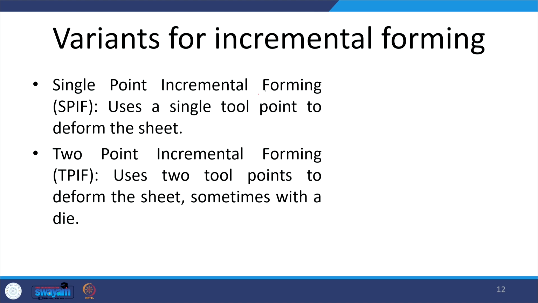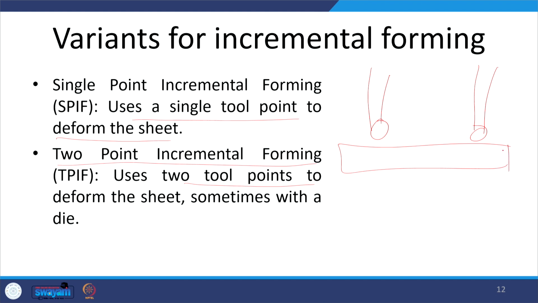The single point incremental metal forming uses a single point tool to deform the sheet, and the 2-point incremental forming uses two tools, like one tool working here and another tool working at another location in the sheet which is to be deformed. So, this will accelerate the process of deforming the sheets to make the products.